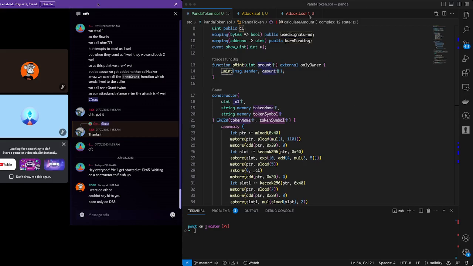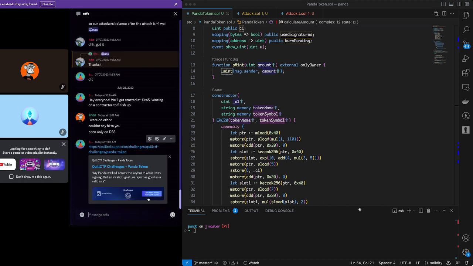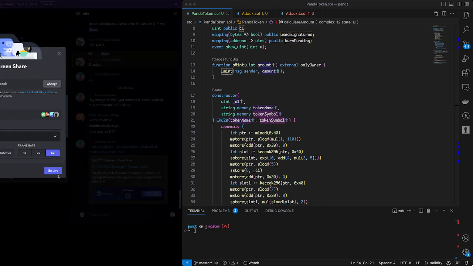Great. So today we're looking at an interesting CTF, still working through the Quill CTFs, and we're working on the PandaToken CTF, which I dropped in our core chat. But here it is again, if anyone wants to take a look. And I will share the code and we'll start diving through it.